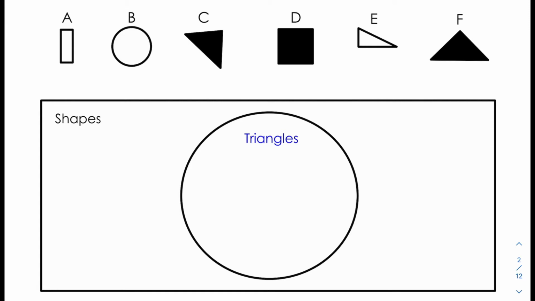So the first question is, why is the circle inside the rectangle? Well, I think we would agree that all triangles are shapes, and so that's why they are inside the rectangle. So let's look at A. A is a rectangle, so it is not a triangle, but it is a shape, so I'm going to put the letter A here. B is a circle, so that's a shape, but it's not a rectangle. C is a triangle, so I will put a C in here. D is a square, so it is a shape, but not a triangle. E is a triangle, and F is a triangle.